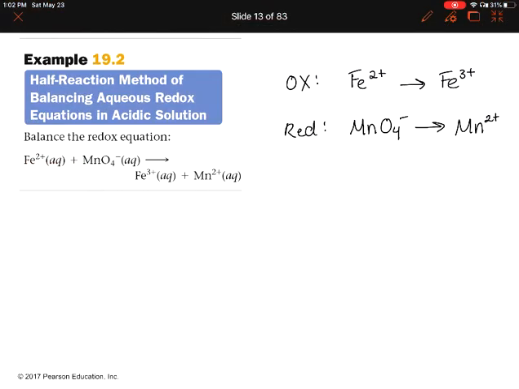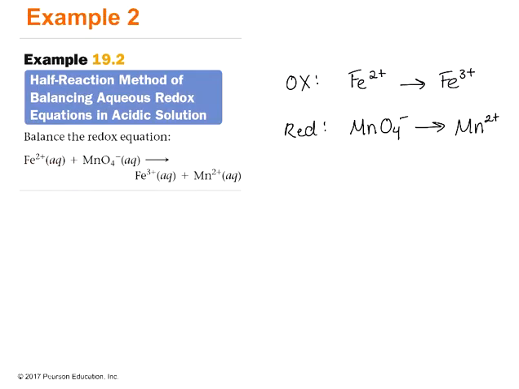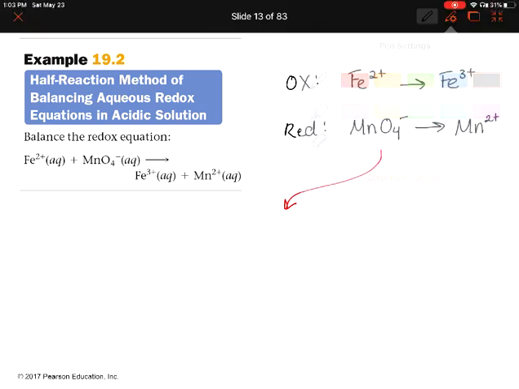Okay. So you'll notice that in our oxidation half reaction, we have one iron atom on each side, so that's fine. That's already balanced in terms of mass. But for the reduction half reaction, there's oxygen on the left, and we don't have any oxygen on the right. So that's where we need to balance this using water. All right, so let's balance this reaction.